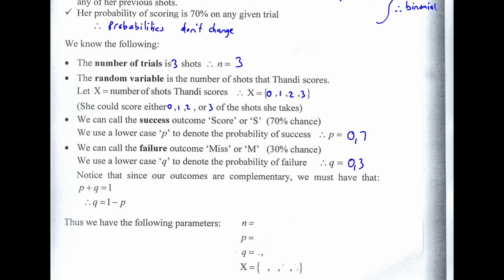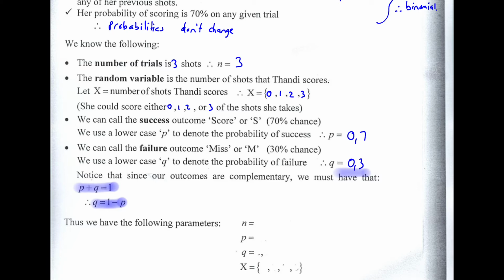Since our outcomes are complementary, it means it's one or the other, so they both have to add up to 1, or 100%. There's a 100% chance that she's either going to score or miss. There's no middle ground. So we can conclude that p plus q must be equal to 1, or 100%. 1 is 100% in decimal form, and that means q is equal to 1 minus p. That is basically how we worked out this 0.3. In this case, q is equal to 1 minus 0.7, which is 0.3.